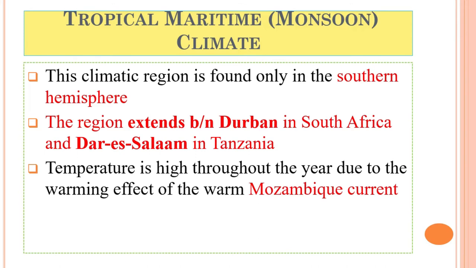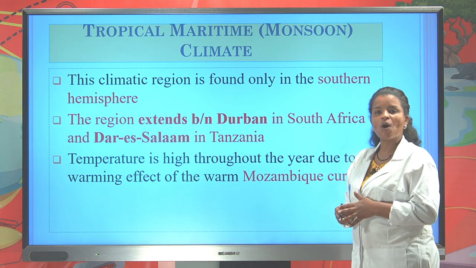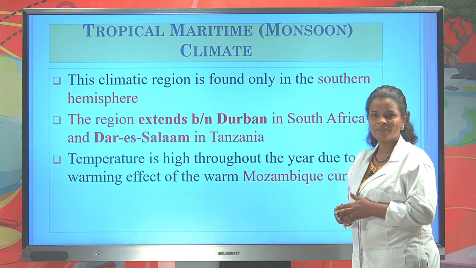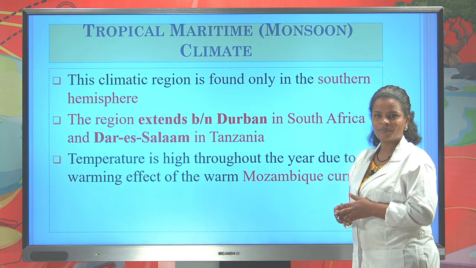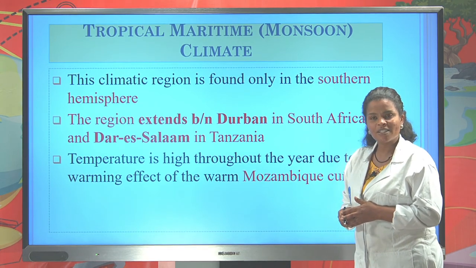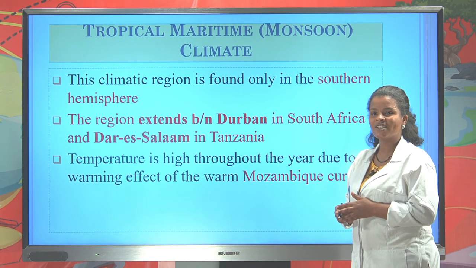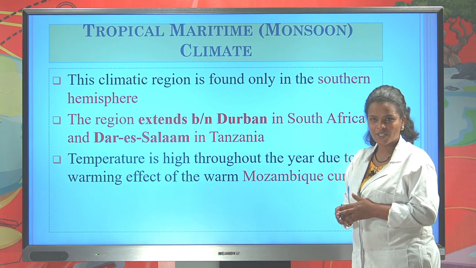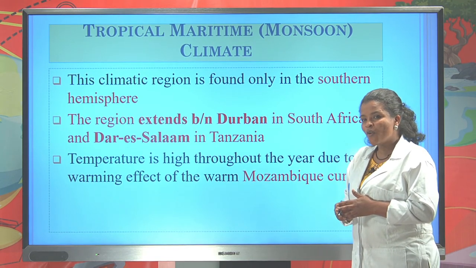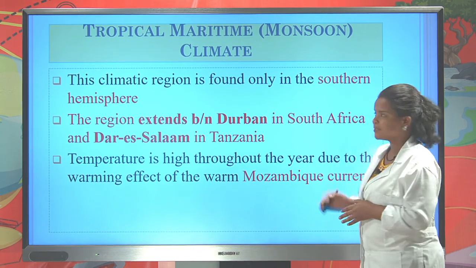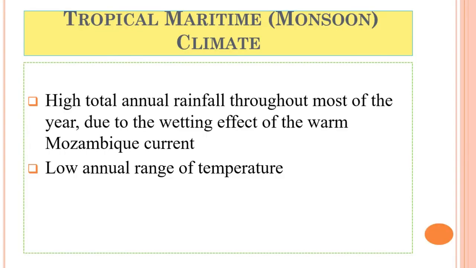Let us see the tropical maritime or monsoon climate. This climatic region is found only in the southern hemisphere. It extends between Durban in South Africa to Dar es Salaam, which is found in Tanzania. In this region, temperature is very high and rainfall is also high, but it is not greater than the equatorial rainforest climatic region. The rainfall is very high because of the effect of the Mozambique warm ocean current. It has low annual range of temperature.